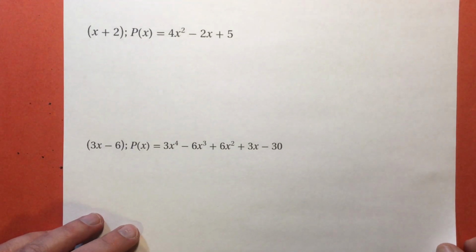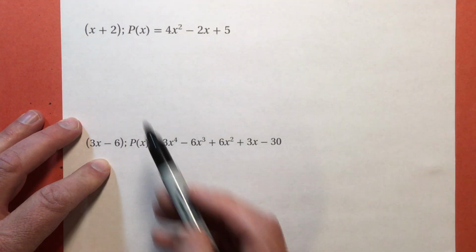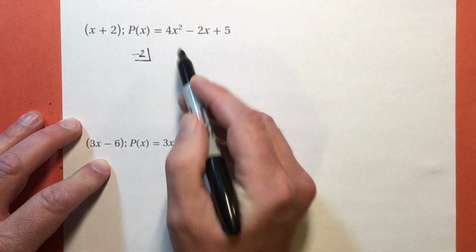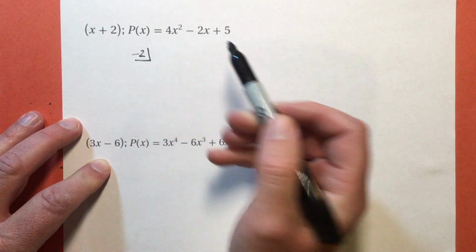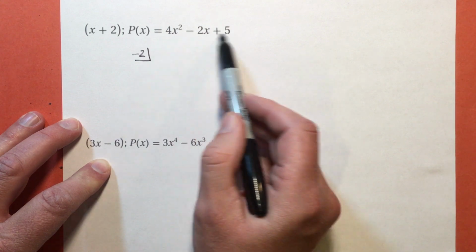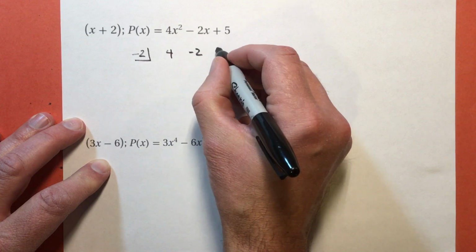I know in these first videos, as I introduce stuff, I kind of talk a little long, so I'll try to pick it up a little bit. Okay, so I've got x plus 2. That means I'm going to be using negative 2. Oh, I should check. X squared, x to the first power. Yep, it's in standard form and it is in order. So I have 4, negative 2, 5.